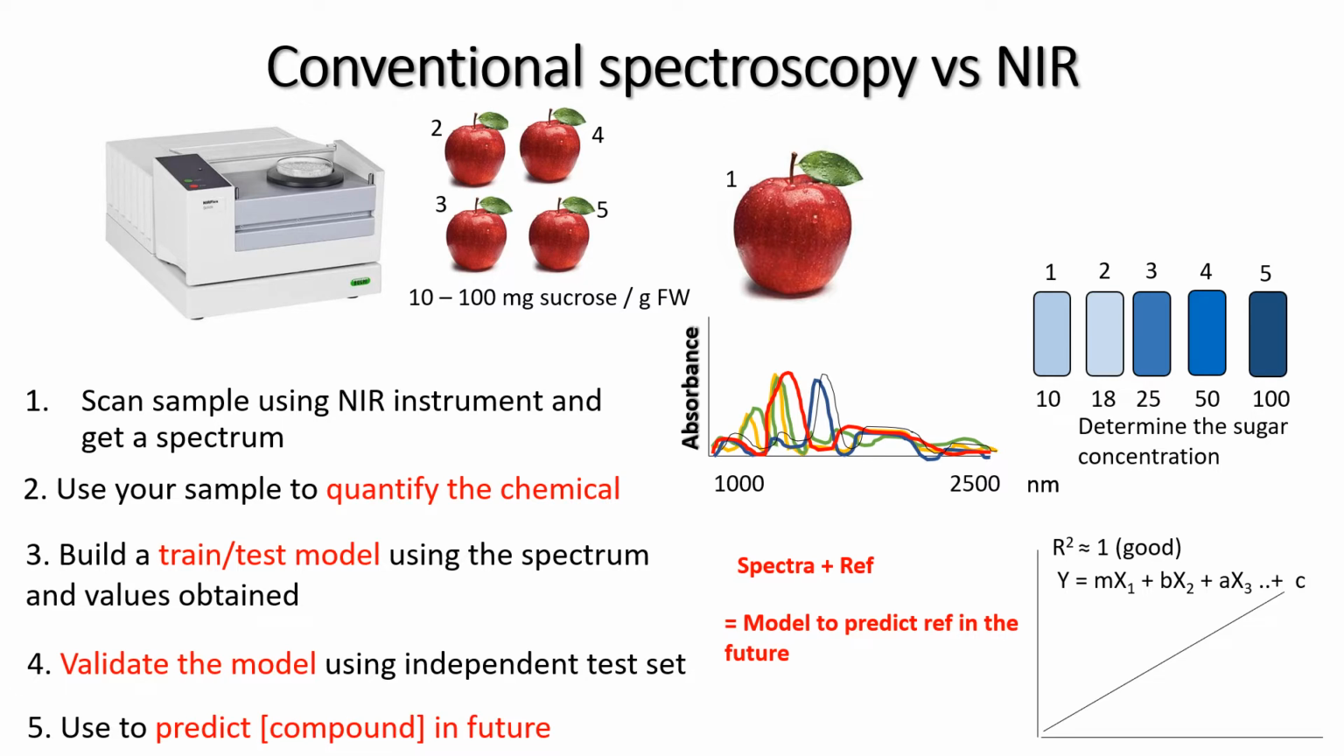When a good model exists, new samples only have to be scanned and the model applied to predict the quantity of the compound. NIR spectroscopy can be used to quantify compounds in solid and liquid samples. When using solid samples, the distribution of the compound in the sample should be taken into consideration.